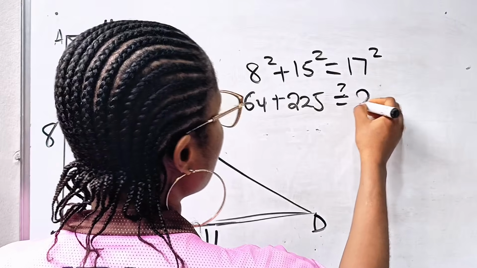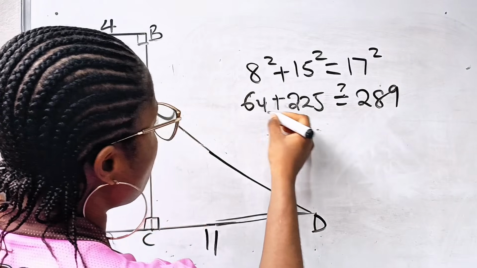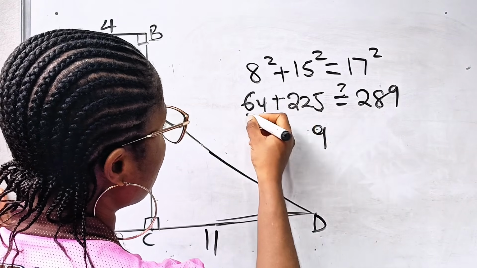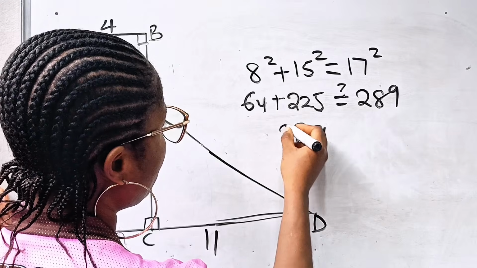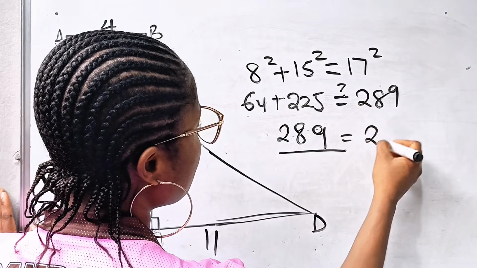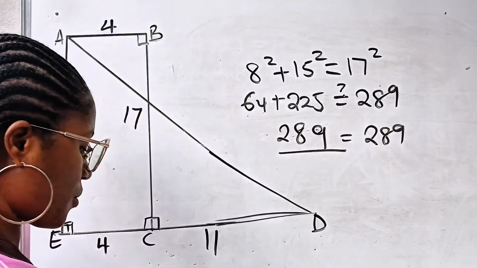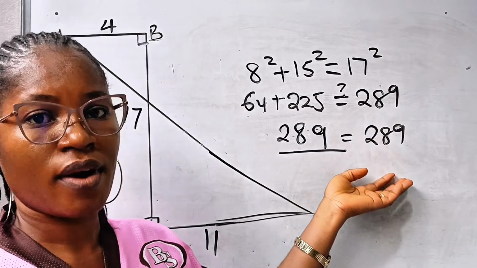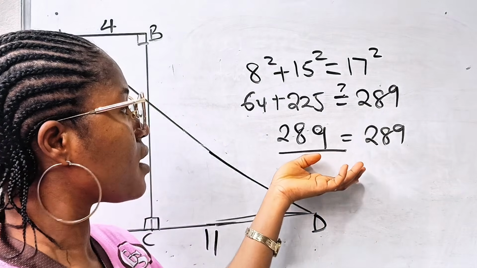Now is this equal to 289? So 4 plus 5 is 9. 6 plus 2 is 8. And we have 2. So you can see that the left hand side is equal to the right hand side, which proves that the answer we got is correct.